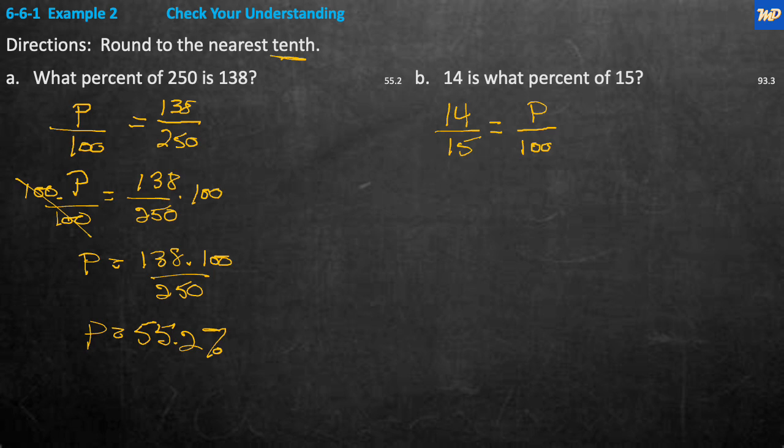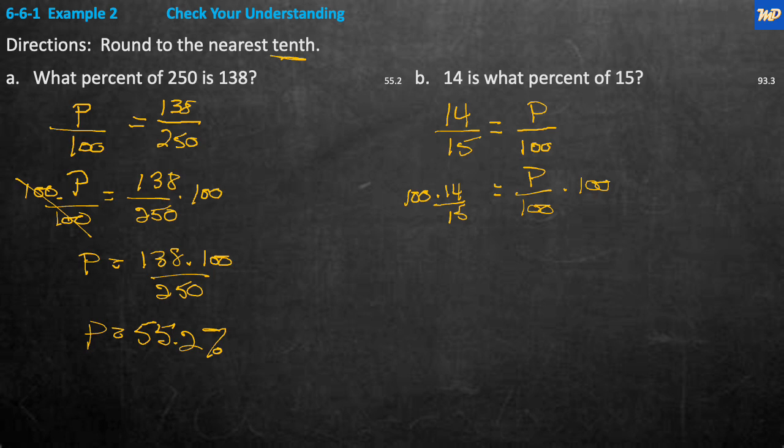So as before, we're going to multiply both sides by 100. So we're going to say p over 100 times 100. That will get rid of the denominator of 100 here, and we'll leave us with p. And then on the left-hand side, we're going to have 100 times 14 over 15.